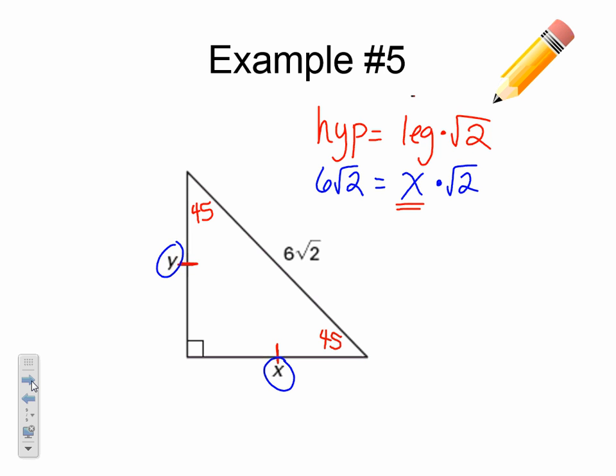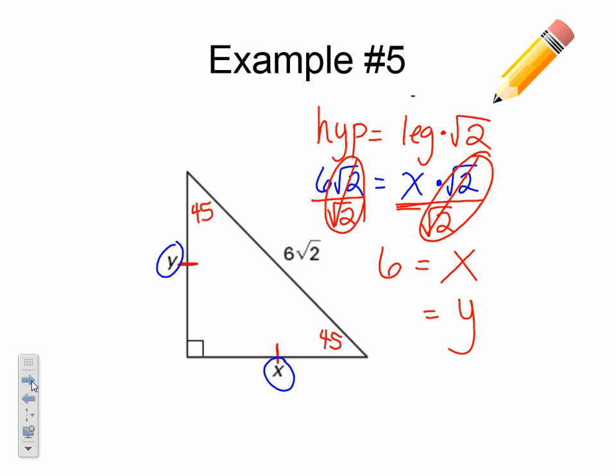X is not alone. He's got a times square root of 2 with him. So we need to divide by the square root of 2 on that side and on this side. So I'd have x equals, now notice square root of 2 over square root of 2 simplifies to 1, so they basically cancel each other out. Same deal happening over there. That means that x is just 6. Okay, and if x is 6, that also means that my y would be 6 as well, because they're marked congruent.